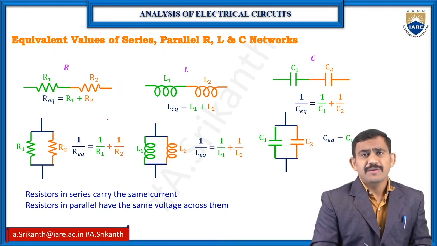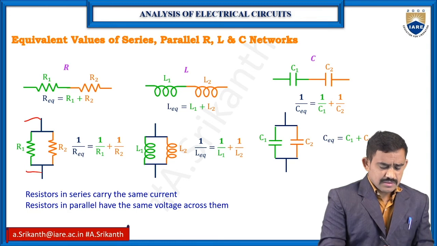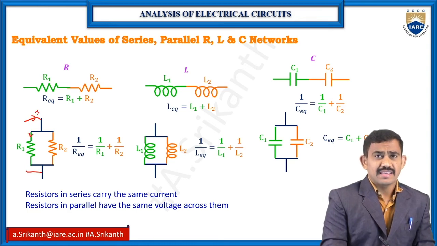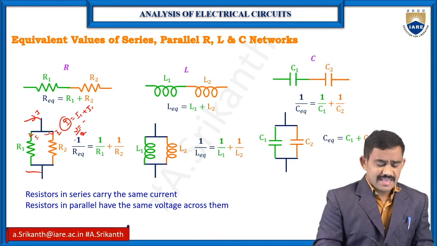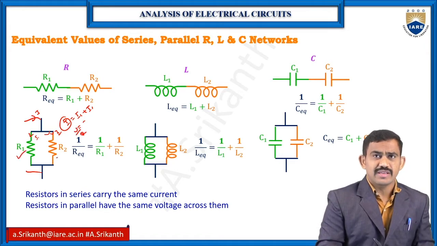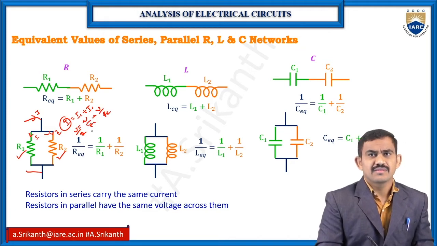For parallel we need to compare with currents. So here incoming current I is equal to I1 plus I2. So for this I we have V by R. Same voltage across R1, same voltage across R2. So V by R1 plus V by R2, that is your IR1, IR2. Now V gets cancelled. 1 by R equal to 1 by R1 plus 1 by R2.